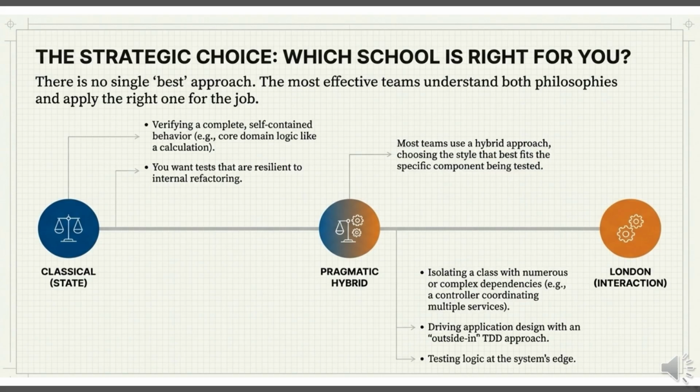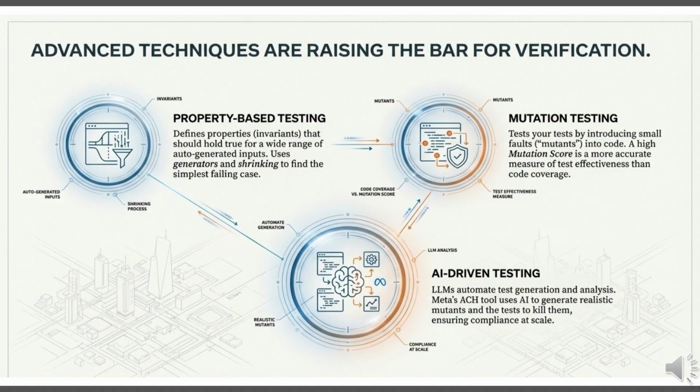The answer isn't one size fits all. Use classical when you're testing core logic. Something self-contained. Something that should resist internal refactoring. Use London when you're testing a class with many dependencies. Something at the edge of your system, where design is driven from the outside in. And most teams? They go hybrid. They choose the style that fits the job. That's the real strategy. Know both schools. Use each one wisely. Modern testing is evolving, and these advanced techniques are raising the bar.